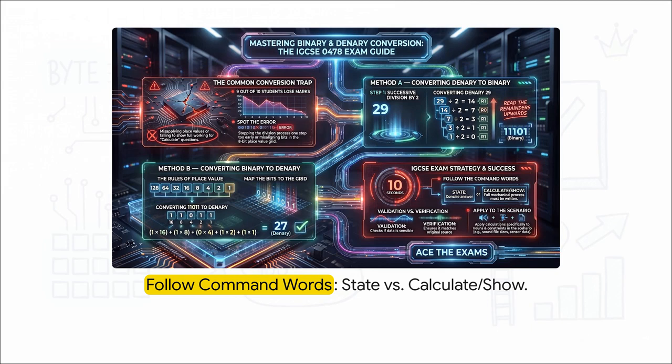Well, it's all about the command words. The IGCSE mark scheme is incredibly strict about this. If a question asks you to state the binary equivalent of a number, they literally just want the concise final 8-bit answer. No extra fluff needed.